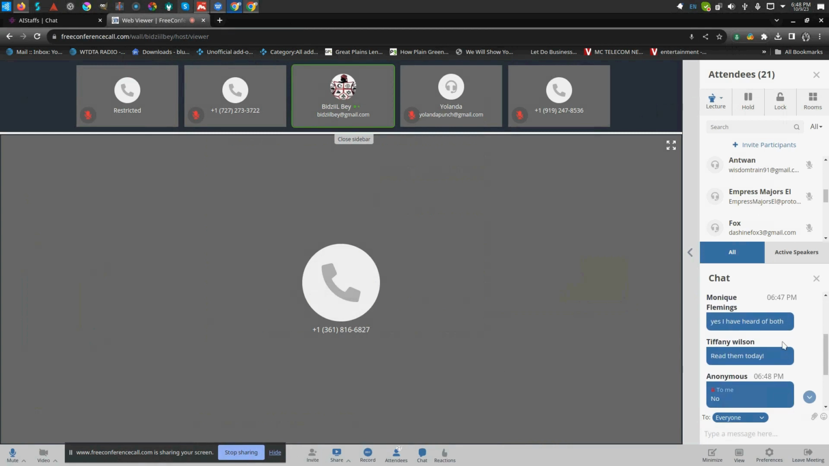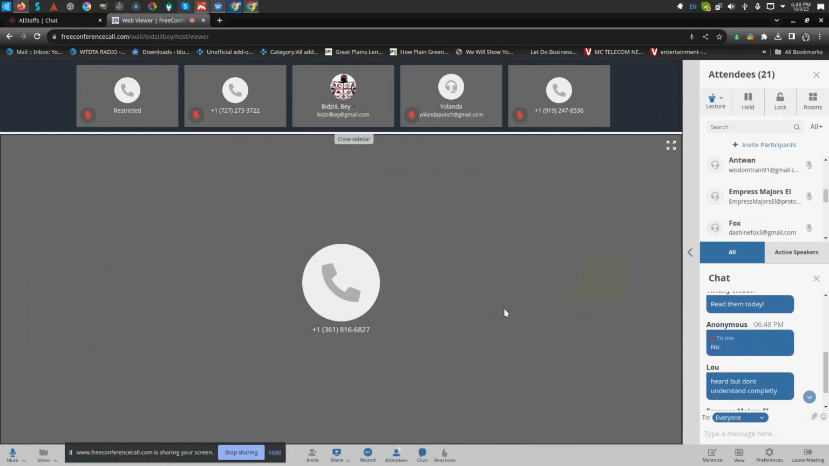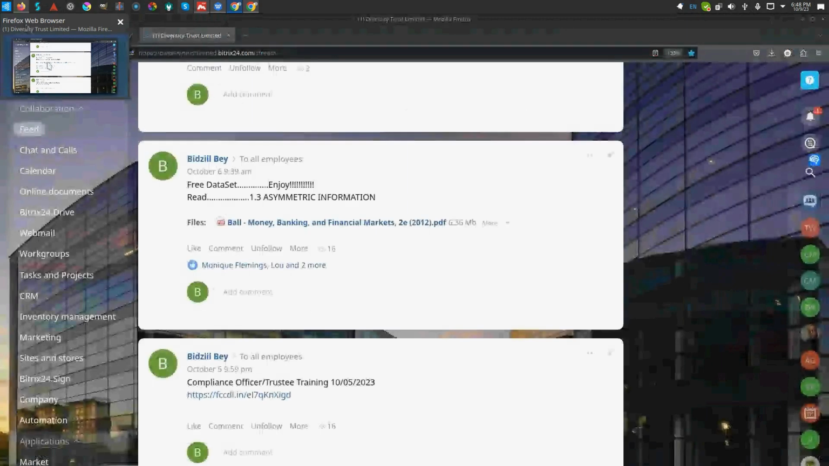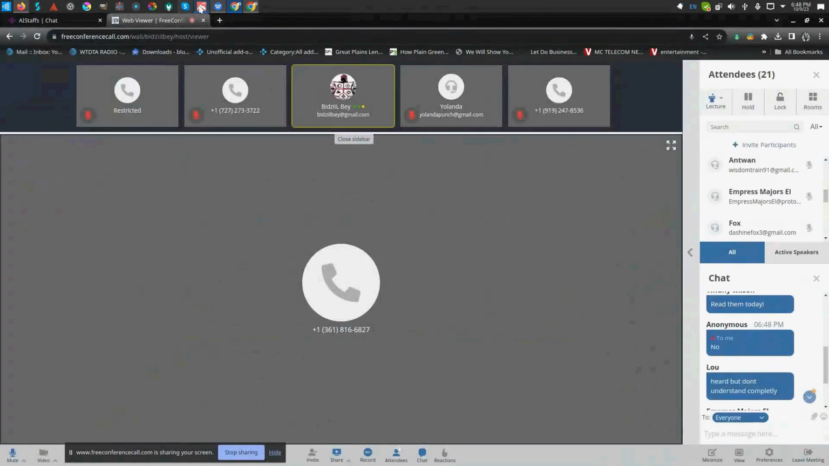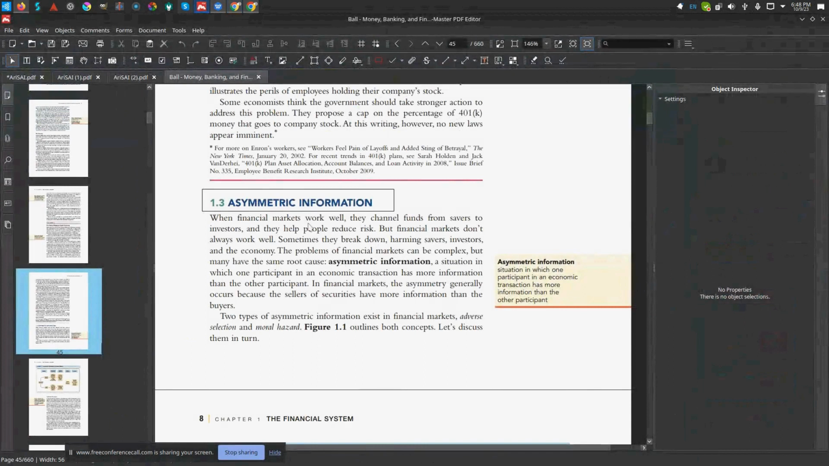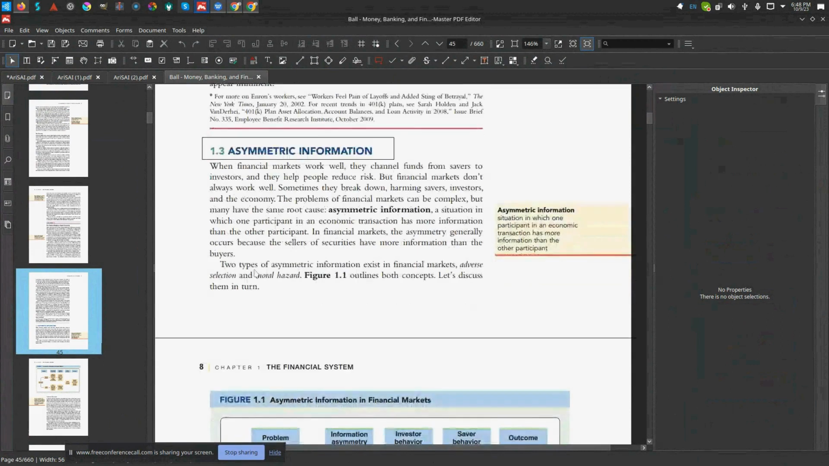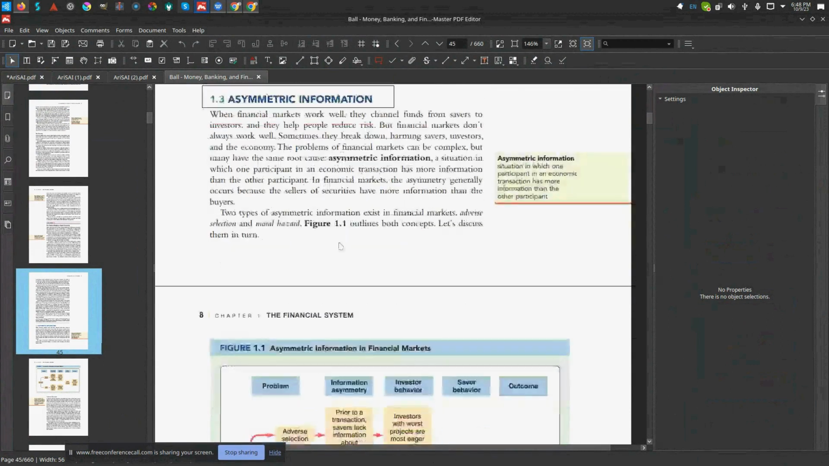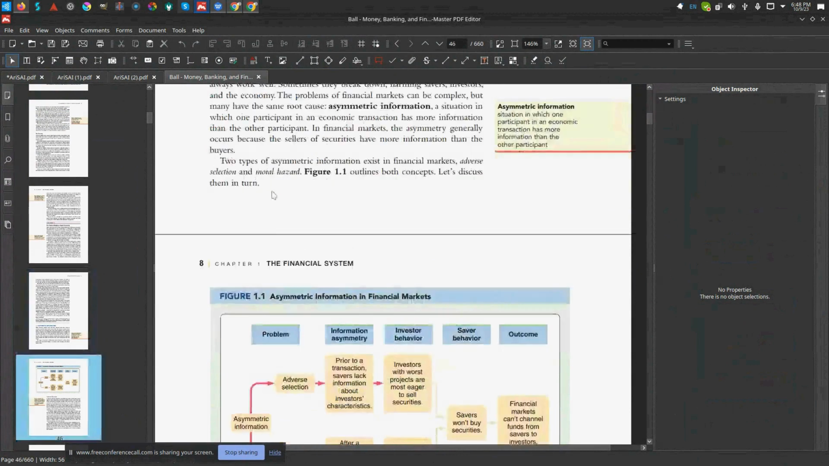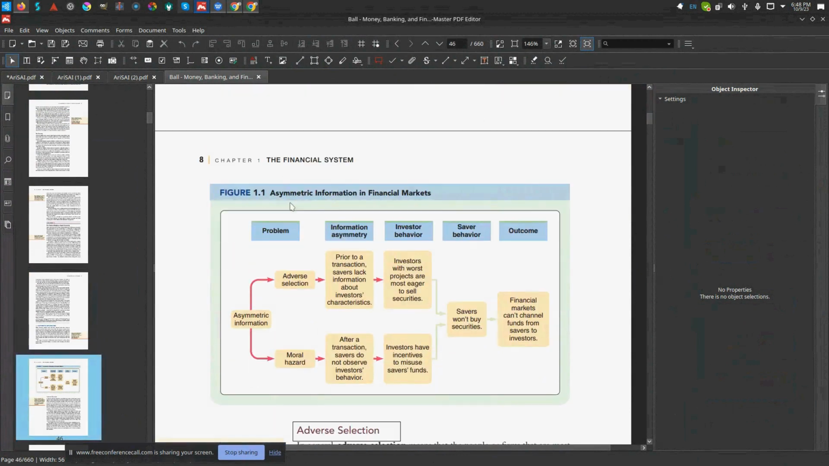And this is key. See, understanding these terms, overstanding these terms, however you want to pronounce it, is essential. There's two types of asymmetric information: adverse selection and moral hazards. Figure 1.1 outlines both concepts, so let's discuss them in turn. So let's kind of look at it, okay?